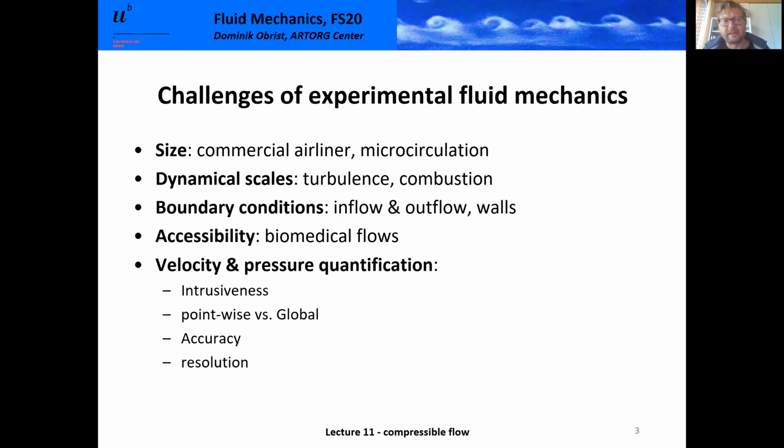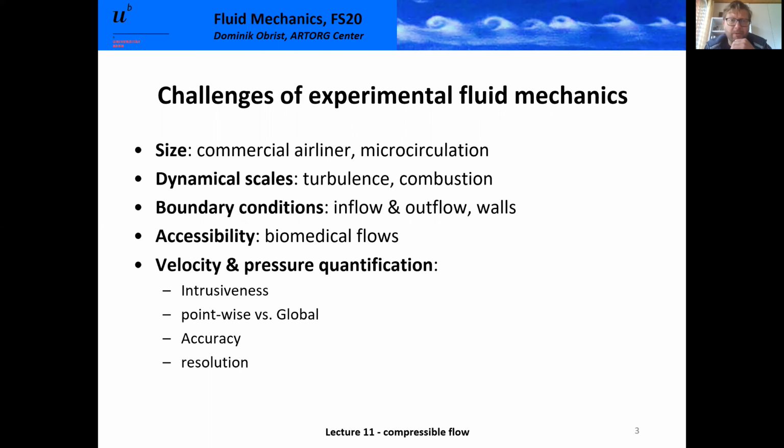Very similar, almost the same story, are the dynamical scales. We have looked at turbulence, and turbulence, at least on the smallest length scales, can be a very fast process. The turnover time of a small vortex at Kolmogorov length scale can be quite short. Combustion processes, if you want to study the combustion chamber of, let's say, a gas turbine of a jet engine, these processes can be very fast. So you somehow need to make sure you can understand these scales, maybe adapt them to your measurement technology.